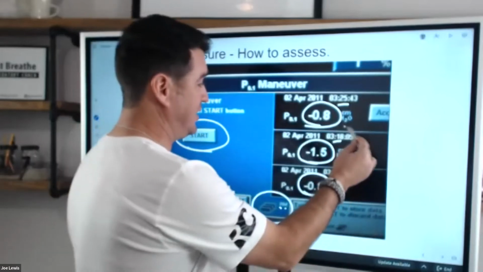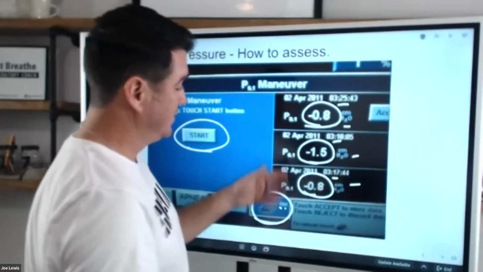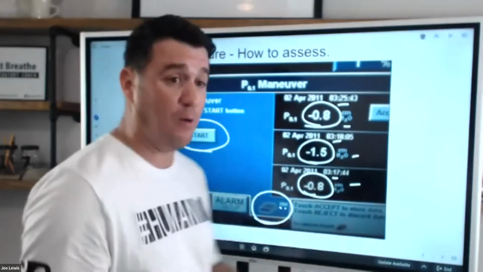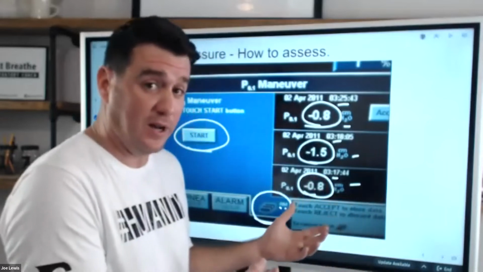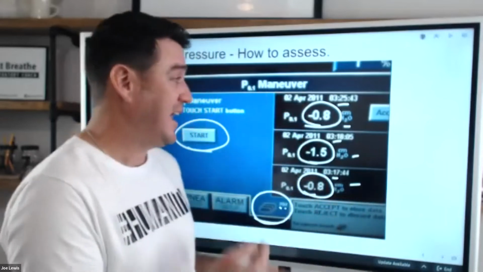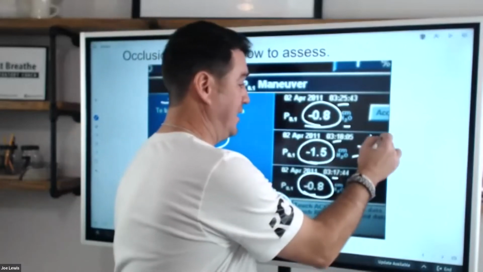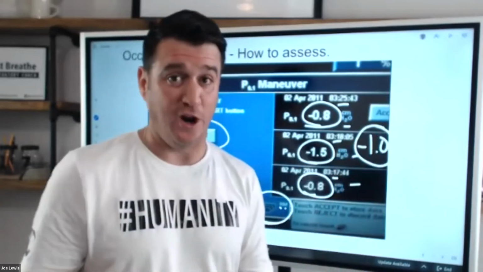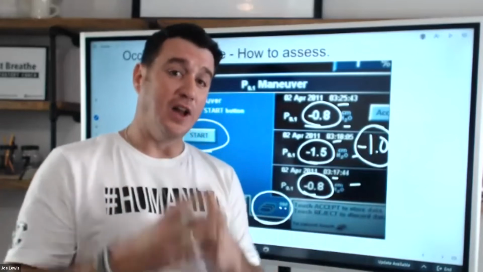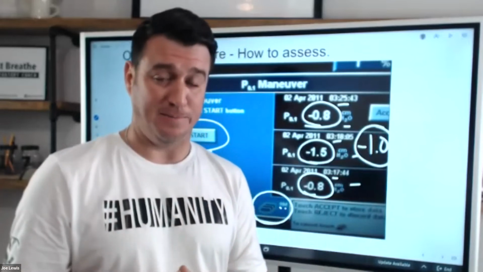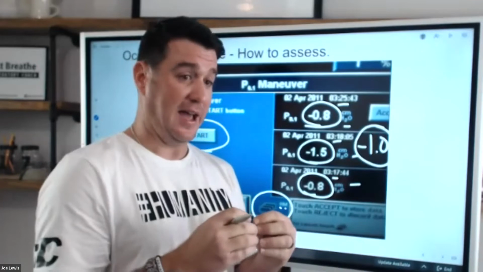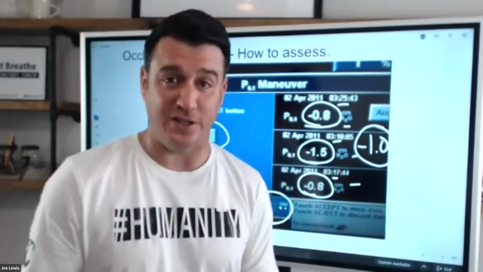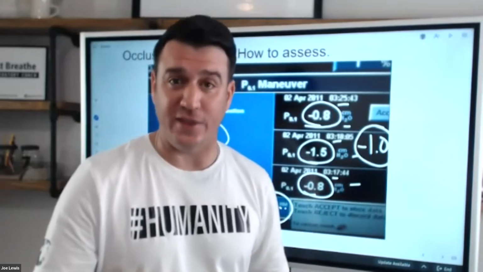Now, if we were to average these, we would come out where 0.8 and 2.3 and 3.1 divided by 3 is about 1. So this person's P100 is averaging at a negative 1 centimeter of water pressure. And that's a good P100. We know that. Now, another key element when you are assessing the P100 is, other than just pressing the button, what do I need to tell my patient? And the answer to that is nothing.